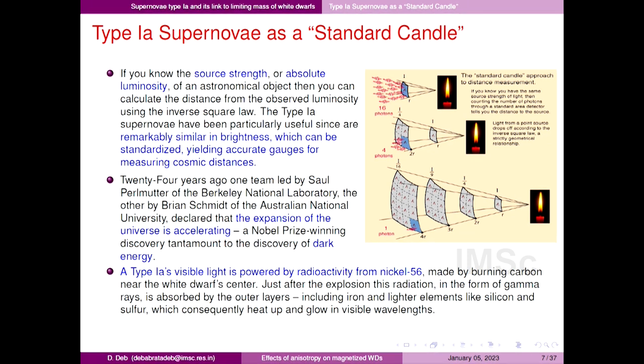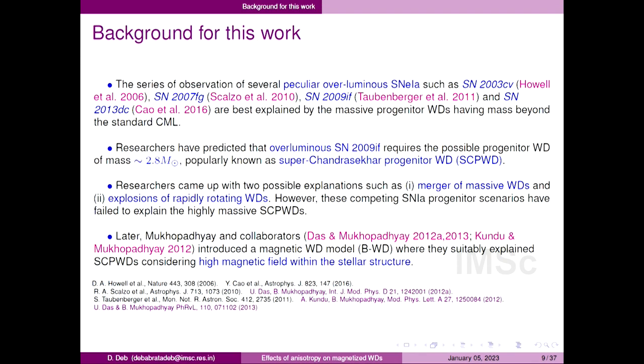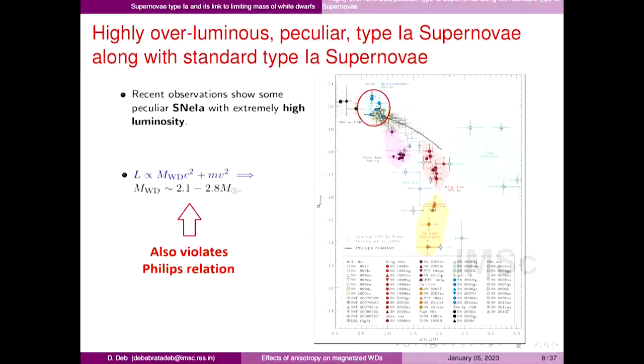But the problem arises like this. Recently it has been seen that there are some overluminous Type Ia supernovae and underluminous Type Ia supernovae. I am just trying to focus on the overluminous Type Ia supernovae. You can see from this plot that the supernovae within the circle are highly overluminous, and they are not following the Phillips curve that usual Type Ia supernovae should follow.